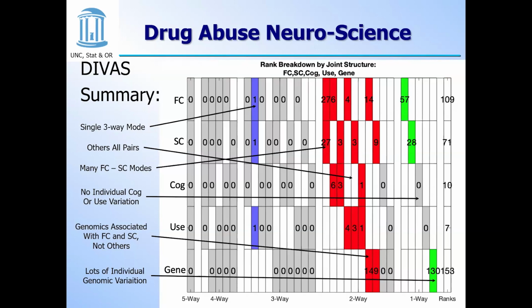And there is a lot of genomic variation, which is individual. Not surprising, because the genomics is a blueprint for the whole organism and everything going on. So it's not surprising there's lots of stuff that is individual for the genomics.